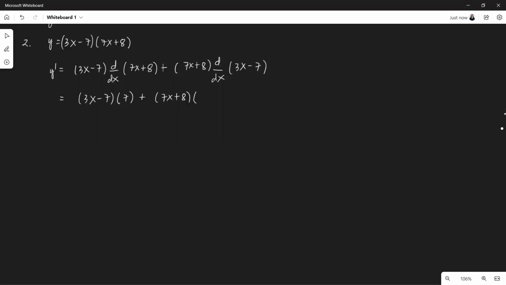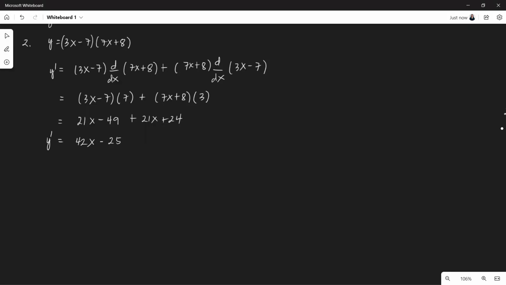So derivative of 3x is 3 and derivative of 7 is 0. So we have 3 minus 0 or 3. And then multiply 7 and 3x minus 7. So that's 21x minus 49 plus 3 times 7x plus 8. That's also 21x plus 24. So combine like terms. So 21x plus 21x, that's 42x. And then minus 49 plus 24. So that's negative 25. So this is the y prime.